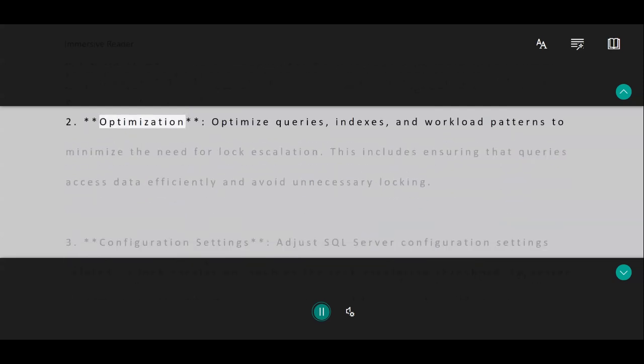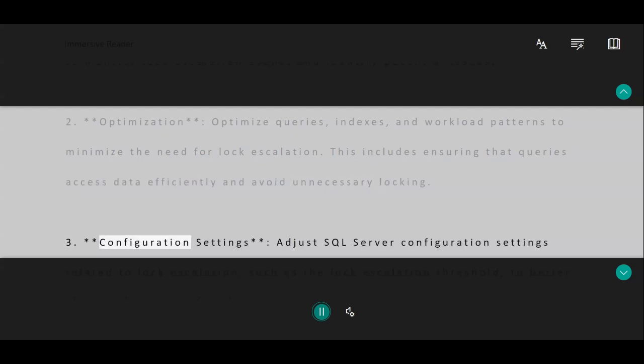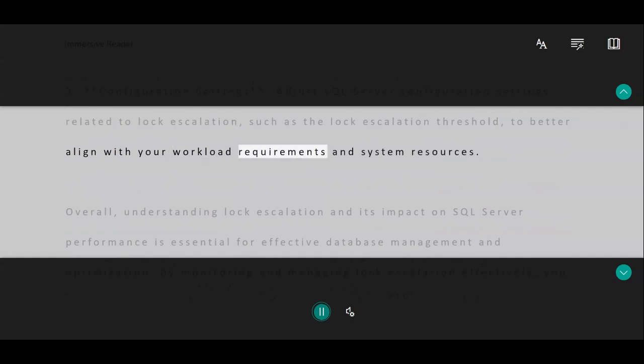2. Optimization. Optimize queries, indexes, and workload patterns to minimize the need for lock escalation. This includes ensuring that queries access data efficiently and avoid unnecessary locking. 3. Configuration settings. Adjust SQL Server configuration settings related to lock escalation, such as the lock escalation threshold, to better align with your workload requirements and system resources.